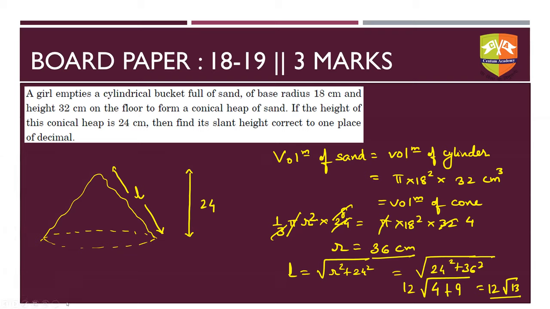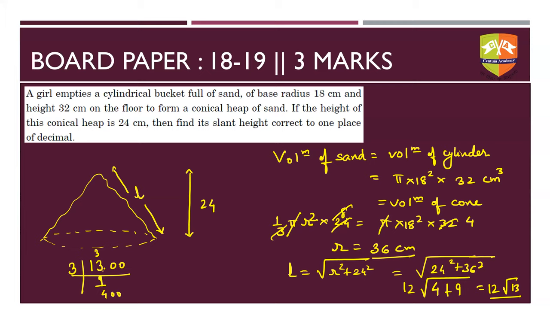So what is root 13 value? How much is root 13? So to find out root 13, let's find root 13. So you know how to calculate 13.00. Only one decimal. So this is 339. What is left? 400.